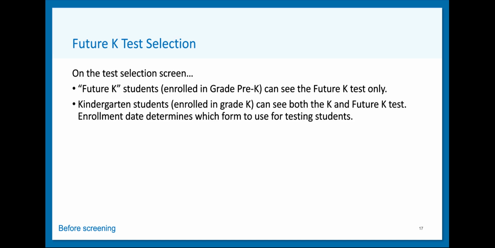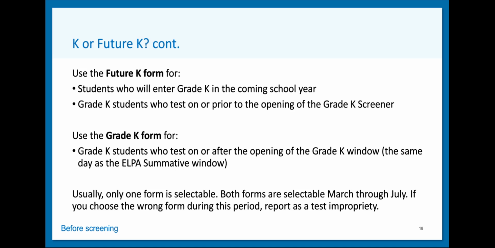During the months of March through July, grade K students may be able to see both forms available on their test selection screen. The TA should be ready to help them choose the correct form. Students who have not yet begun their kindergarten year always use the Future K form. Students who have begun their kindergarten year and who test prior to the opening of the grade K screener window also use the Future K form, even if they are already receiving instruction in a kindergarten classroom. Students who test during the grade K window of their kindergarten year use the grade K form.